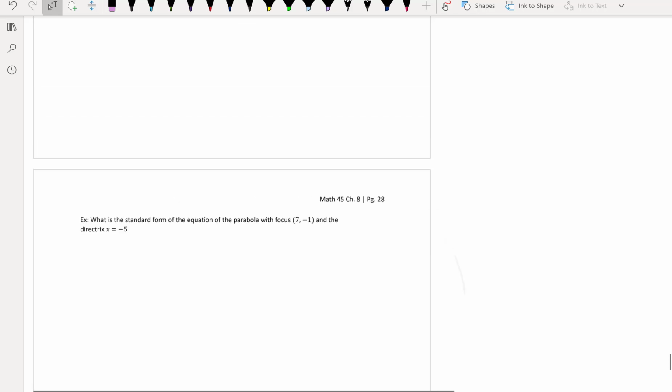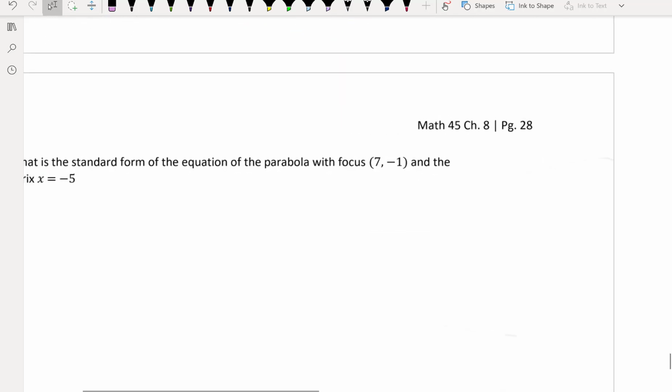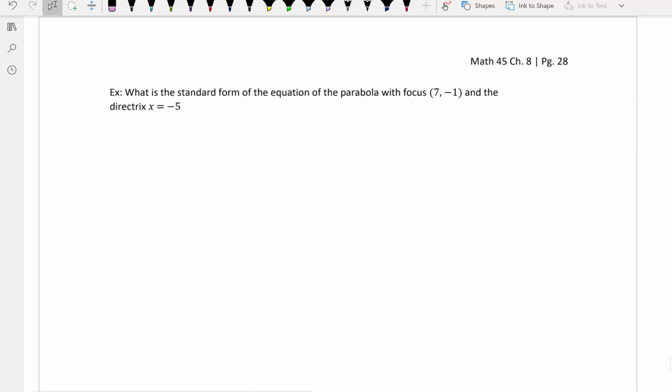Oh, and this is going to be our last problem for this section, for this chapter. So it says, what is the standard form of the equation of the parabola with focus 7, -1, and the directrix is y is equal to -5? So let's think about this focus. The focus is 7, -1, and the directrix is x is equal to -5.